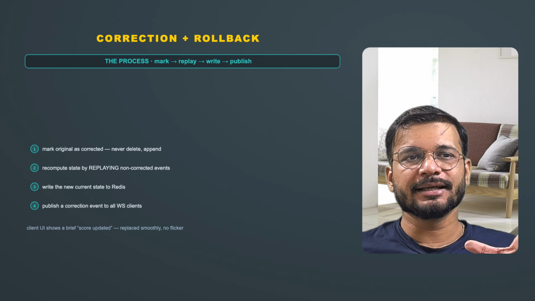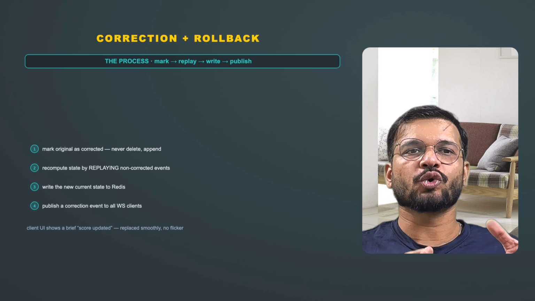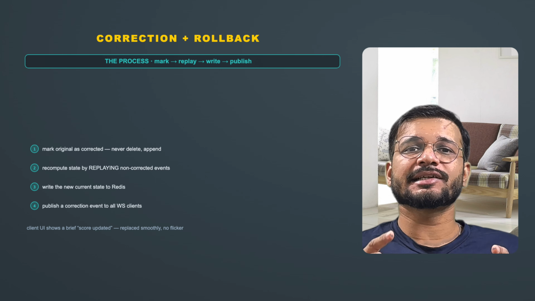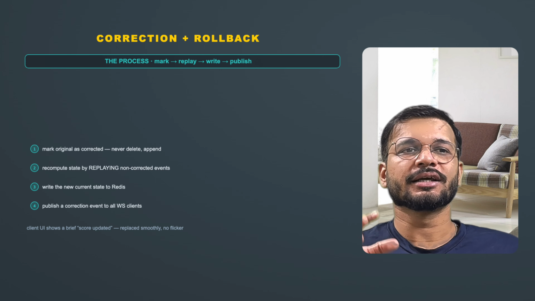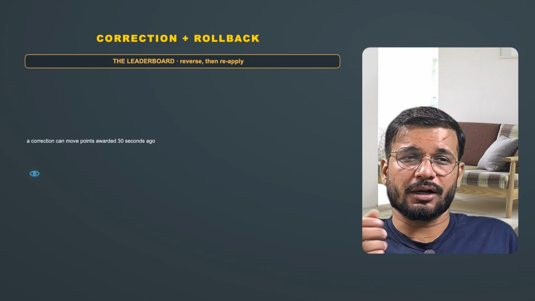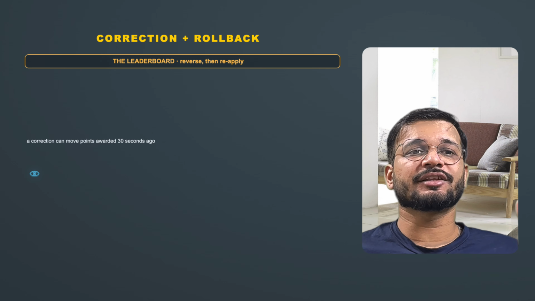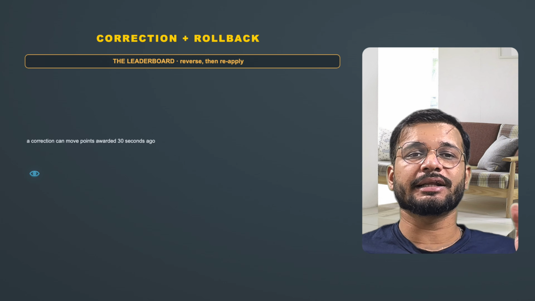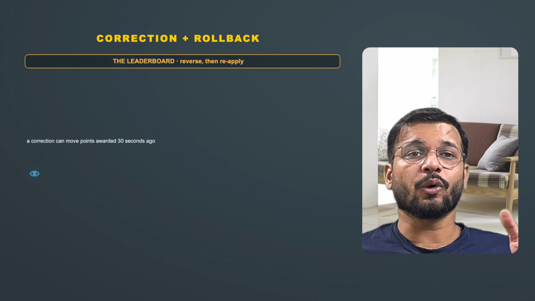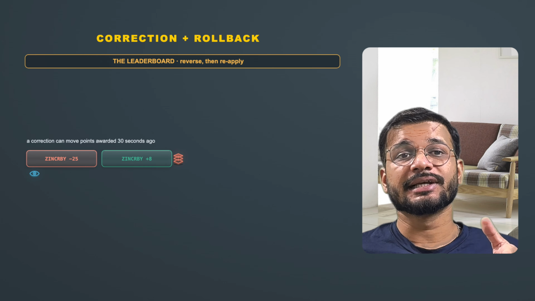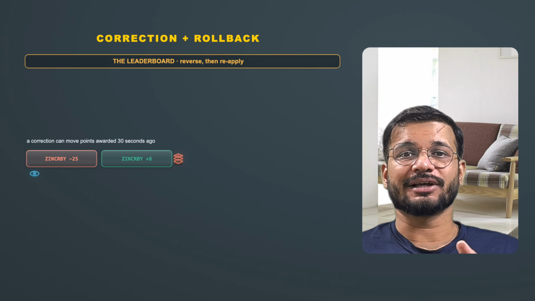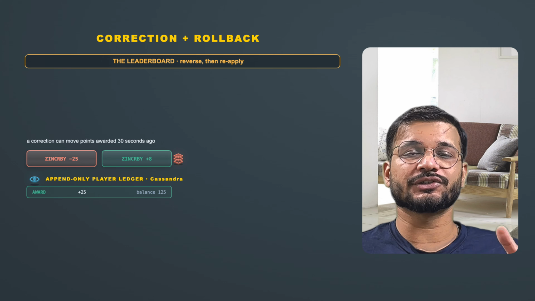On the client side, the UI shows a brief score updated indicator when a correction arrives. It replaces the displayed score smoothly. No jarring flicker. For the leaderboard, corrections are harder. A correction may change the fantasy points awarded to a player in an event that happened 30 seconds ago. We need to subtract the old points and add the new points. Now in Redis, this is two ZINCRBY operations, a negative increment and a positive increment.